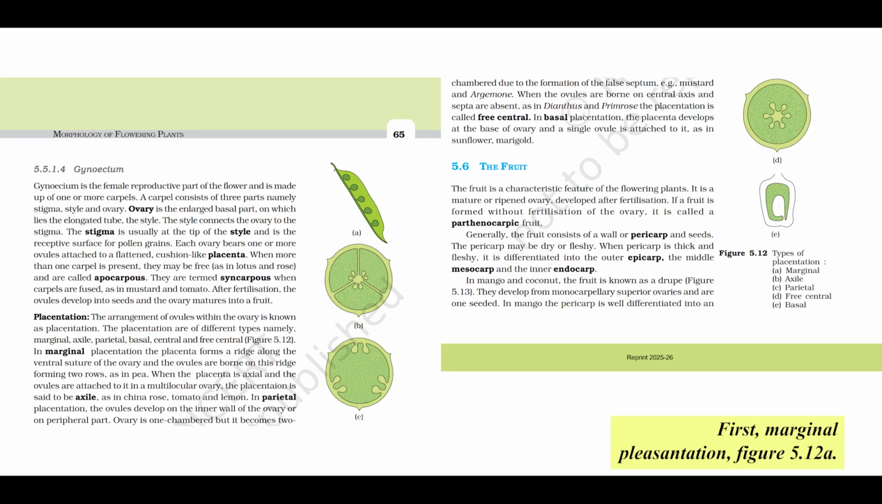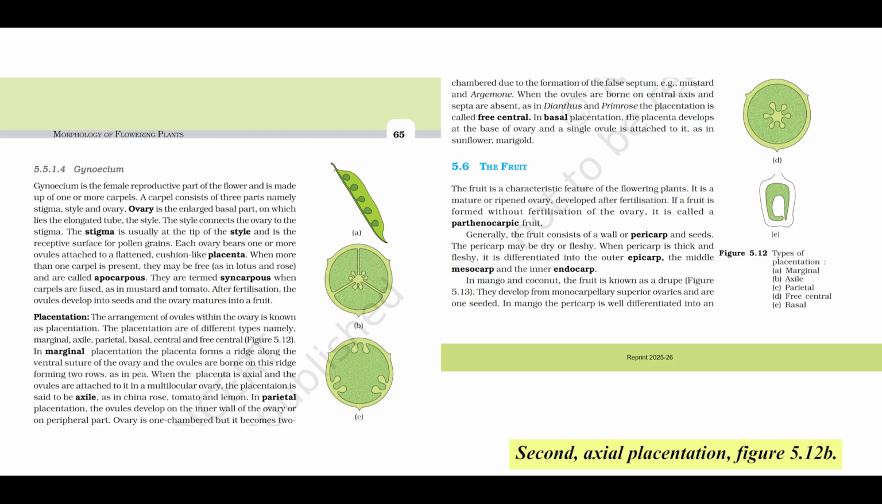First, marginal placentation, Figure 5.12a. In this type, the placenta forms a ridge along the ventral suture, the seam, basically, of the ovary. The ovules are borne on this ridge, typically forming two distinct rows. This is characteristic of a simple ovary derived from a single carpel. A perfect example is the pea pod. When you open it, you see the seeds, developed ovules, lined up neatly in two rows along that seam. That seam is where the placenta is.